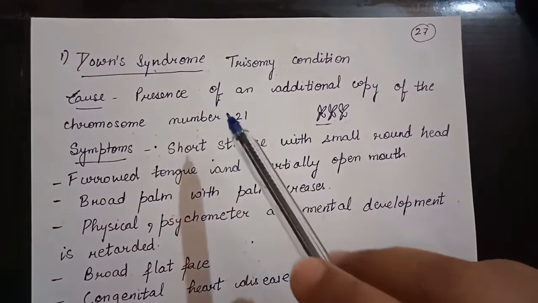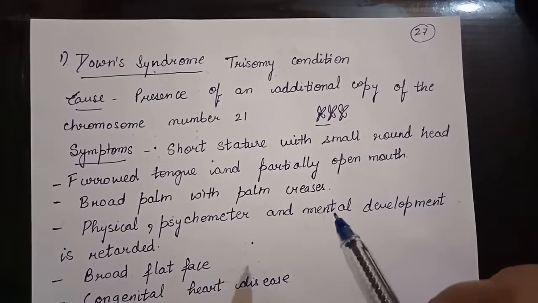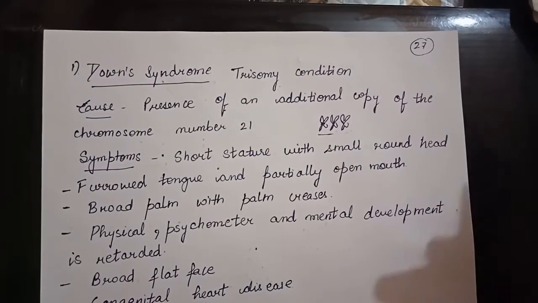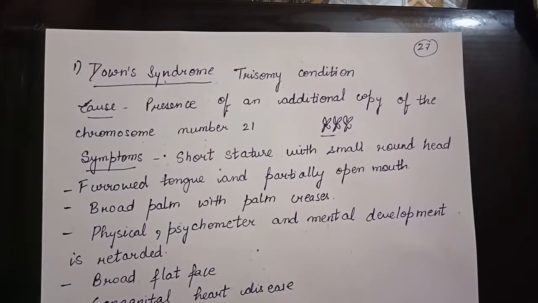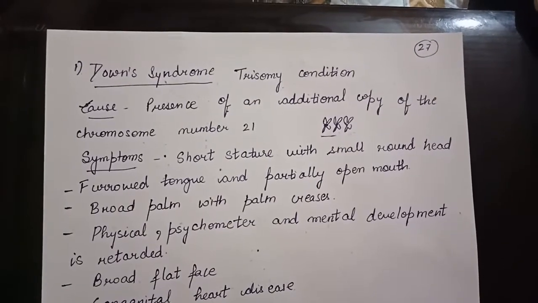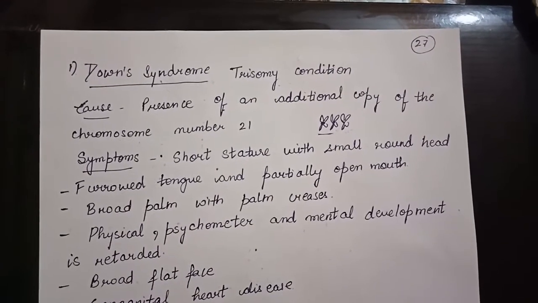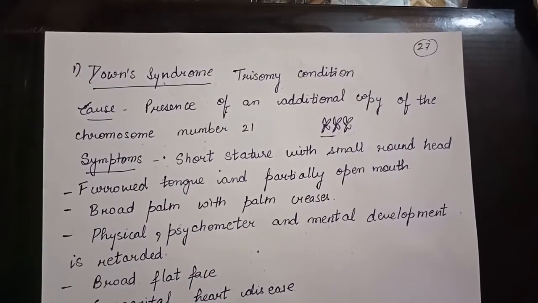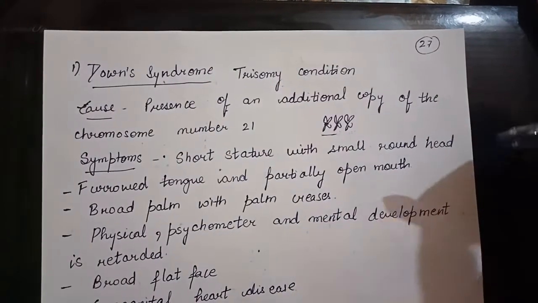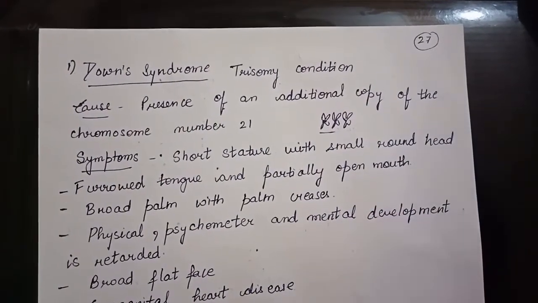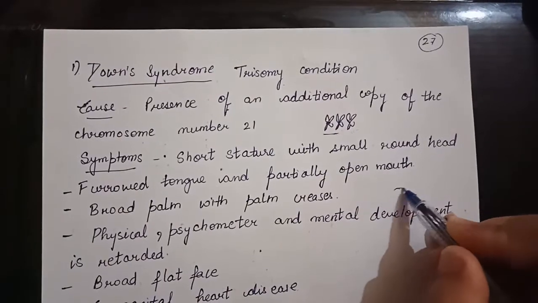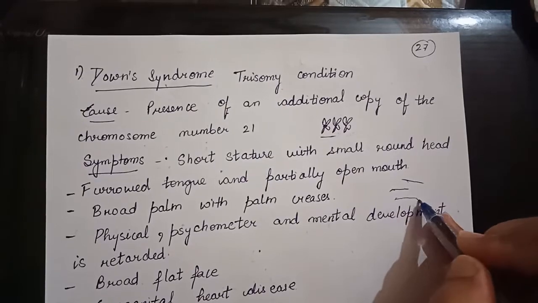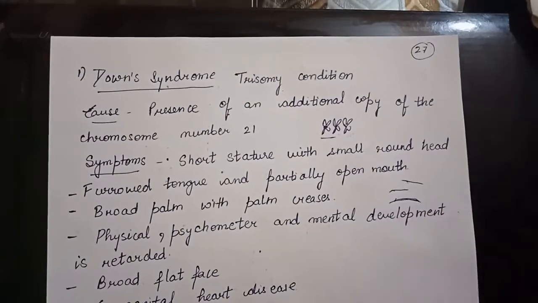But in the case of Down syndrome, what happens is that the creases are joined. If you see your hands, in the palm we have so many creases, but in the case of Down syndrome only one crease is present. So instead of separate creases, joint creases are present. For example, creases like this are joined together in Down syndrome.